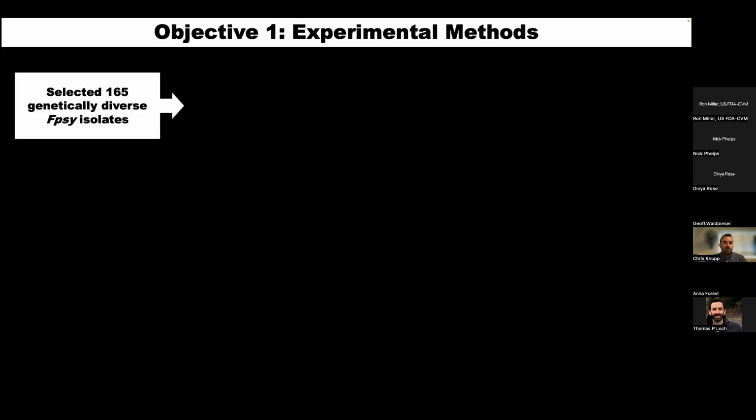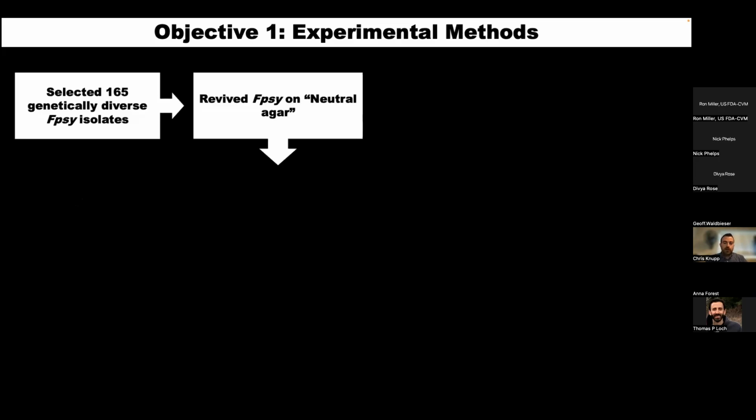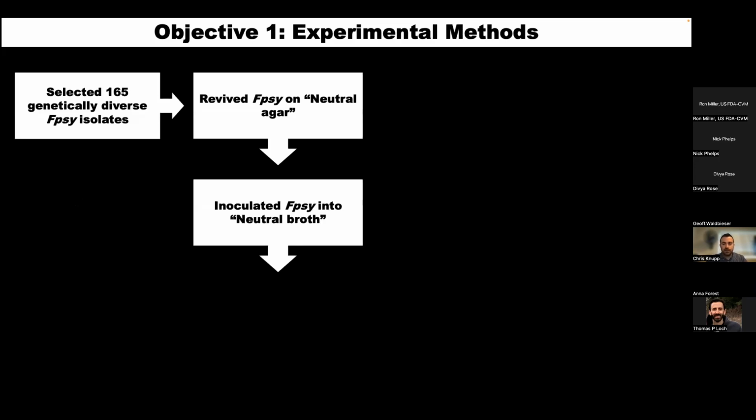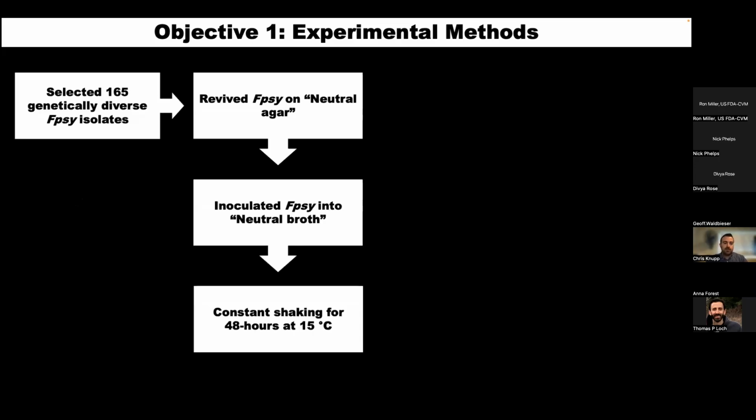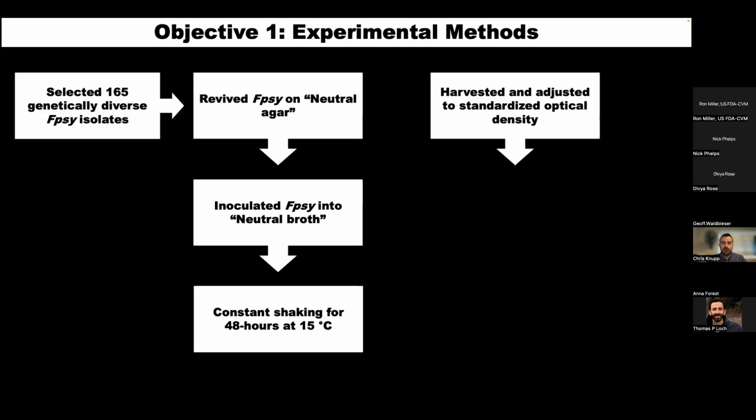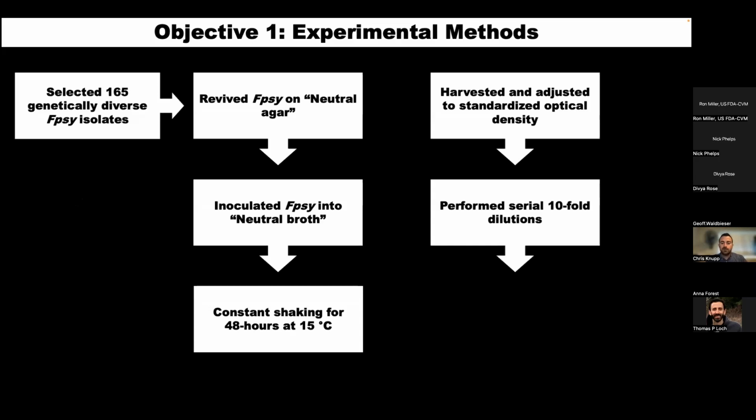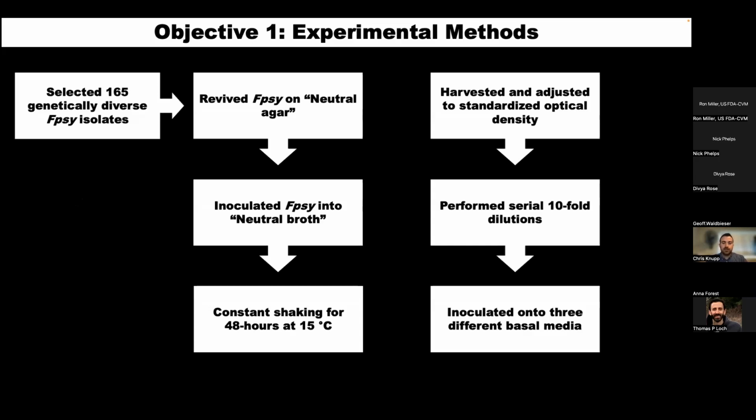So for this experiment, I began by reviving each of these isolates on a medium that I devised and called neutral agar, because its components and their concentrations did not favor any of the 3 selected media types, which I'll talk about on the next slide. So next, I inoculated each isolate into broth and incubated them for the appropriate amount of time. After that, I harvested the cells and adjusted them to a standardized optical density. Then I performed serial dilutions and inoculated each isolate onto each of the 3 basal media so I could perform plate counts.